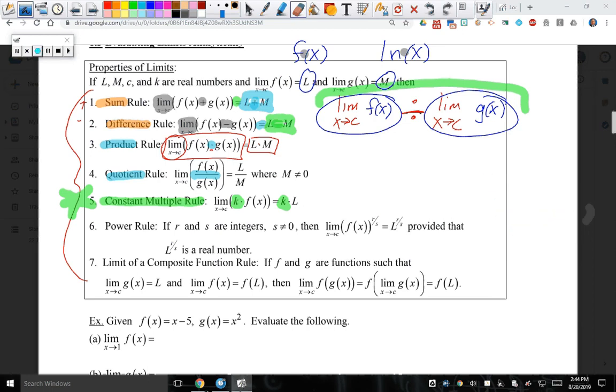Okay, so now let's go to number 5. Number 5 is the constant multiple rule. Remember, K is a constant. It could be 30. It could be -5. It could be pi, which is a constant. You with me? It could also be e. Does anyone know e? It's like 2.718. That's good enough, and it keeps going with other numbers.